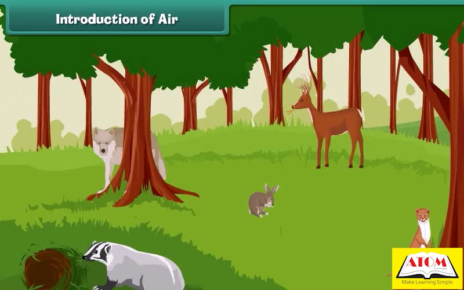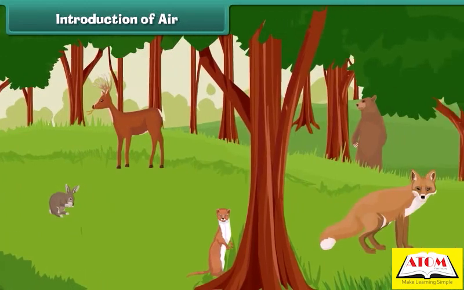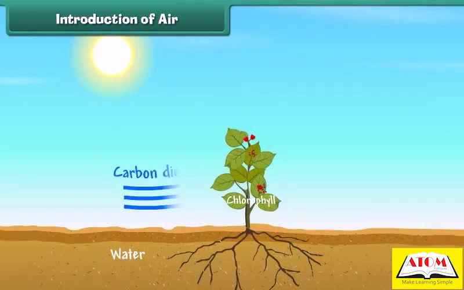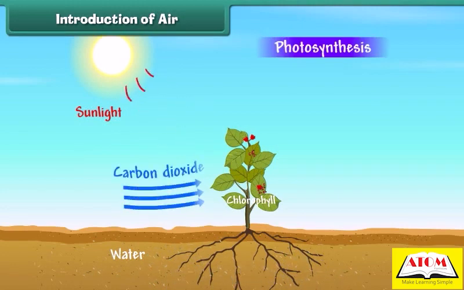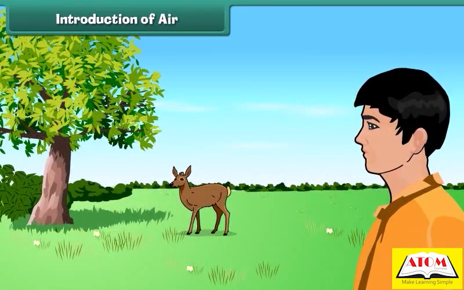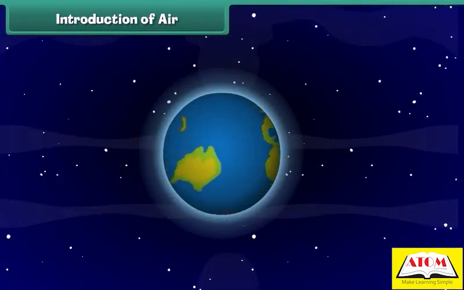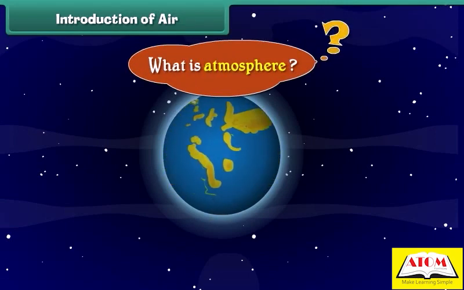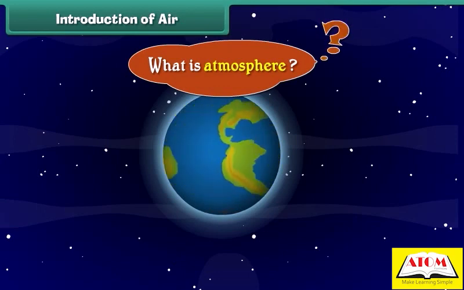Air is very important for almost all life on earth, including plants and animals. Plants need carbon dioxide from air to do photosynthesis and release oxygen into the air. Human beings and animals need to breathe air to get the oxygen they need to survive. Do you know the atmosphere surrounding Earth is full of air? But what is this atmosphere? Come along to know.